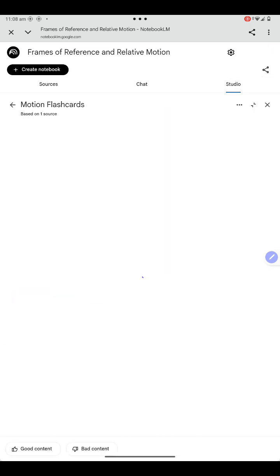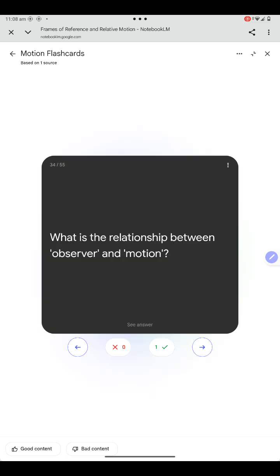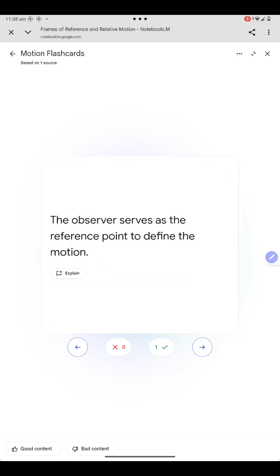Now you can have certain questions with a flashcard. Here it is: what is the relationship between observer and motion? The observer is the reference point, and motion is the change in position of an object with respect to the observer. So we can see the answer: the observer serves as the reference point to define the motion.